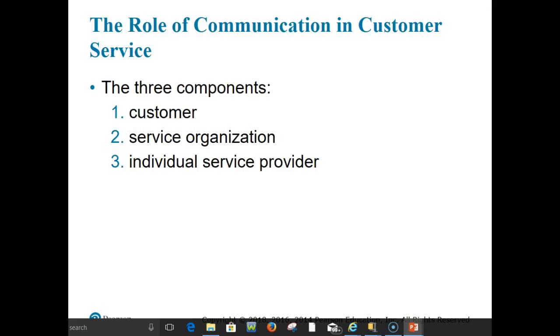So what communication takes place and how it takes place can have a significant impact on a customer's satisfaction with the service and the likelihood of being a repeat customer. Managers in service organizations need to make sure that employees who interact with customers are communicating appropriately and effectively with those customers.